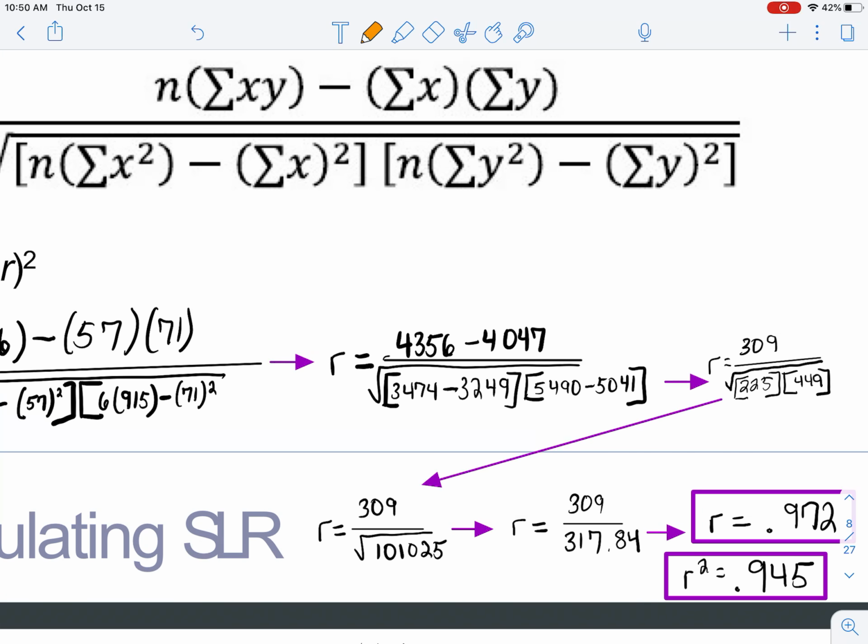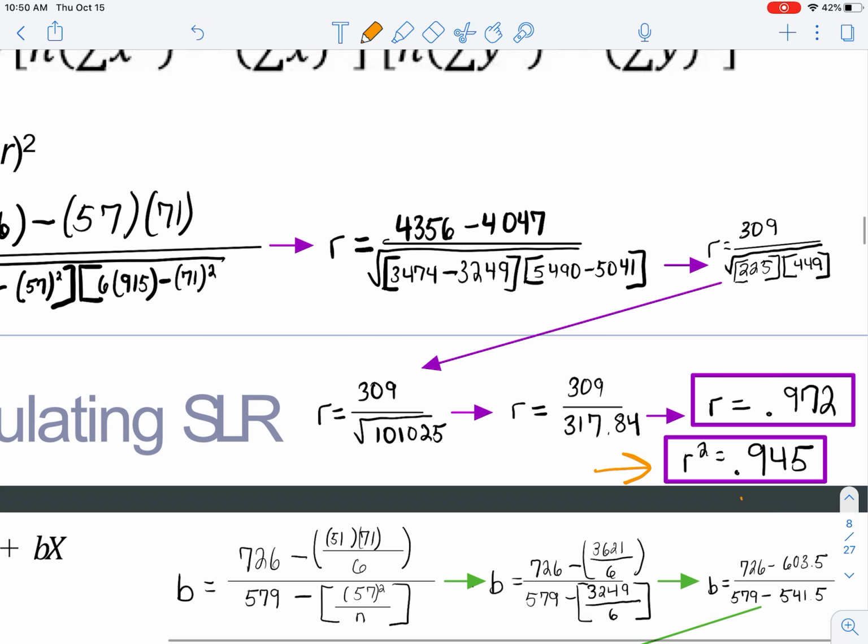And that is a high coefficient of determination. And with that R squared, what I can say is that 95% of the variance seen in my dependent variable, or my y, is because of my x, or my independent variable.